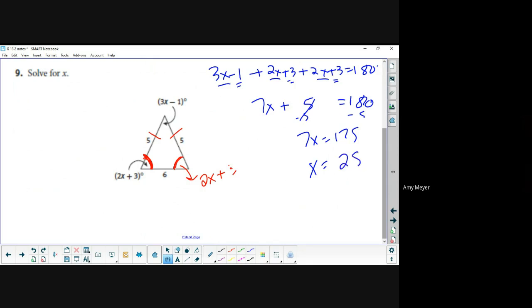25 is x. Am I done? Is this my answer? Yes. If you read the question, it just says solve for x, so you're done. There definitely will be times where it says find the angle. You'll have to plug in x, but not this one.